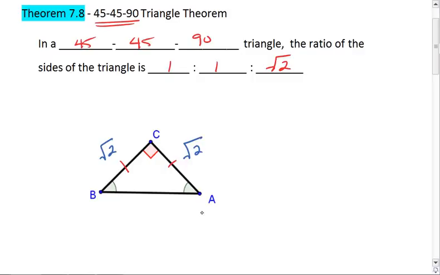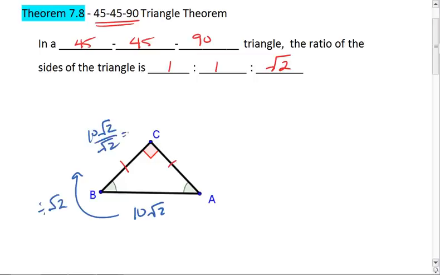Alright, how about this? So we know to go from the leg to the hypotenuse, we need to multiply by the square root of 2. But what if I gave you the hypotenuse was 10 square root 2? Well, to go from the hypotenuse to the leg, you need to divide by the square root of 2. The leg is 10 root 2 over root 2, which is just 10.